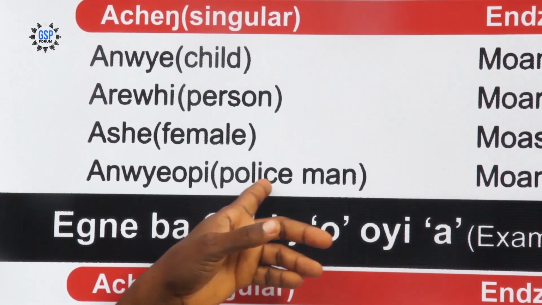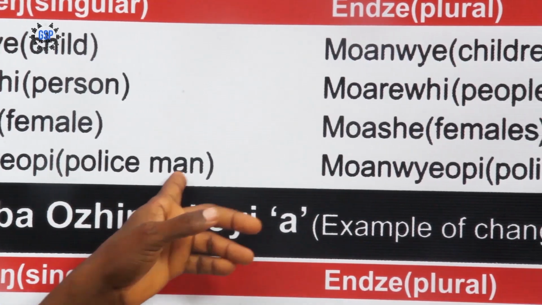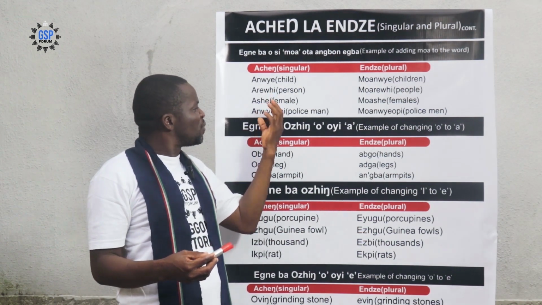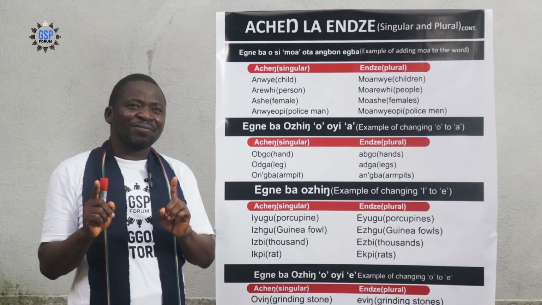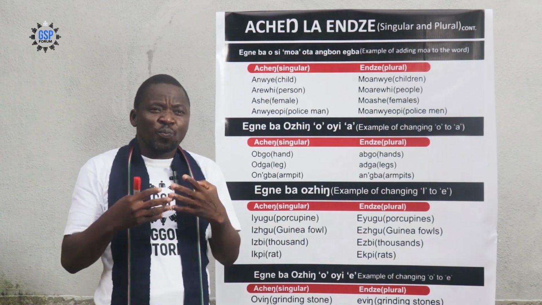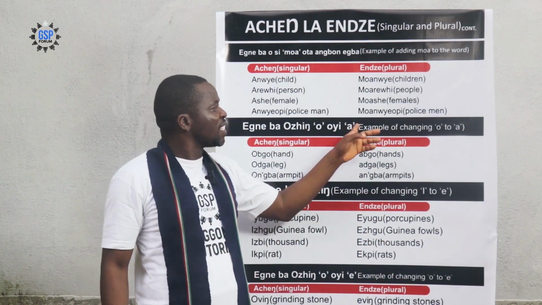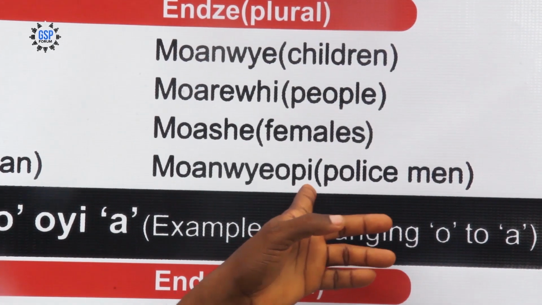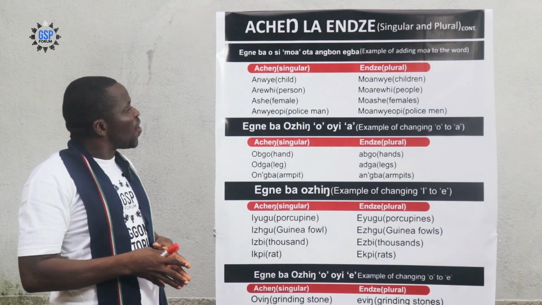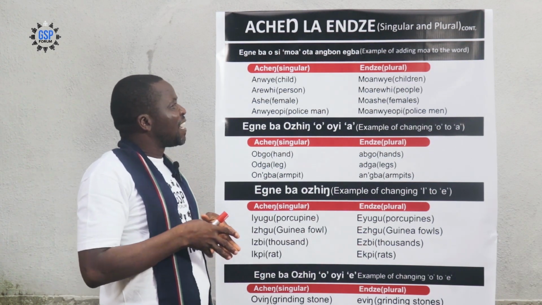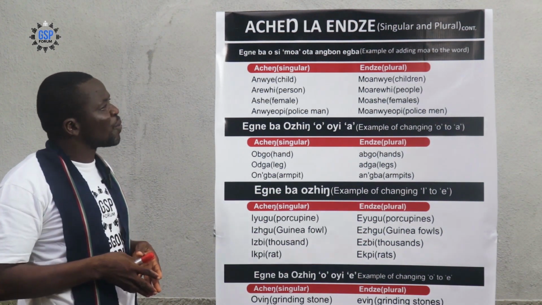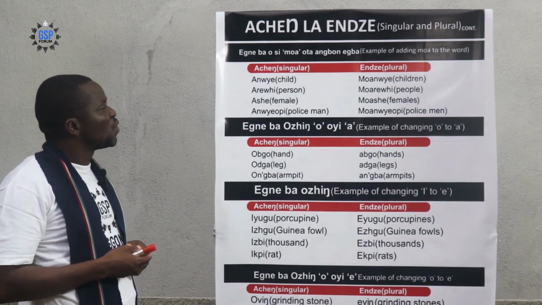Ayupi, which is policeman in Igbo. When we say Ayupi in Igbo, it means one policeman. But if you want to say two policemen in Eggon, you say more Ayupi, which is policemen. That is the example of adding more to the word.